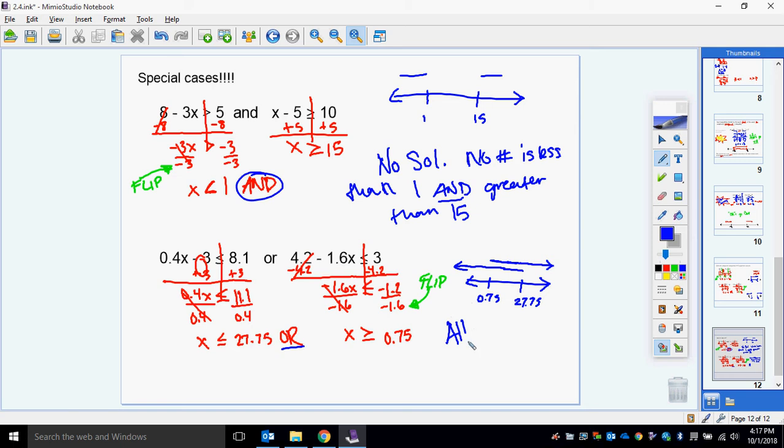if it's an or, and your graph looks like this, if you have an or that goes inwards towards each other, then it's going to be all real numbers for your solution. Okay, because every number that you pick is either greater than 0.75 or less than 27.75. Any number in the entire world is greater than 0.75 or less than 27.75. It's going to meet one of those conditions.